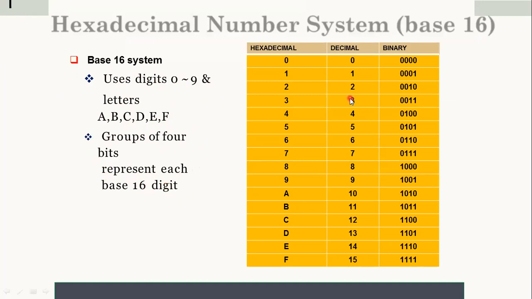Now see here. Hexadecimal means 0, 1, 2, 3, up to 9, A, B, C, D, E, F. The equivalent decimal: A is equal to 10, B is equal to 11, C equal to 12, D equal to 13, E equal to 14, F equal to 15. These are the equivalent binary codes for these hexadecimal digits. You should remember these binary numbers.